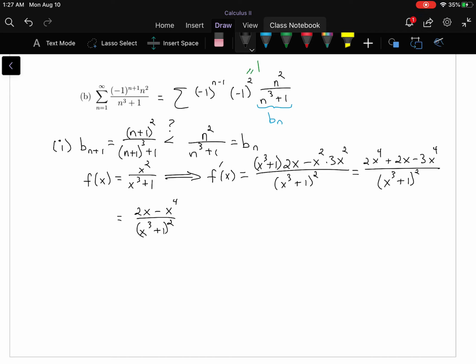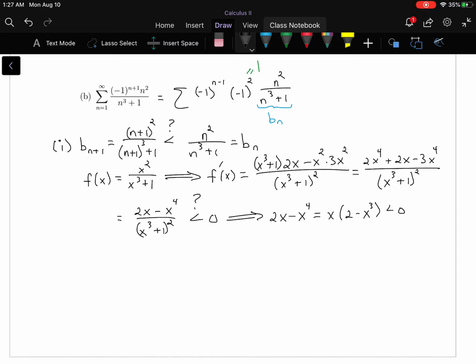And so far so good. And so we want to know, when is this going to be negative? Now the denominator is squared, so that's never going to give us a minus sign. So it's only going to be negative when the top is negative. So that's 2x minus x to the fourth, which is x times 2 minus x cubed. I want to know, when is that going to be negative?